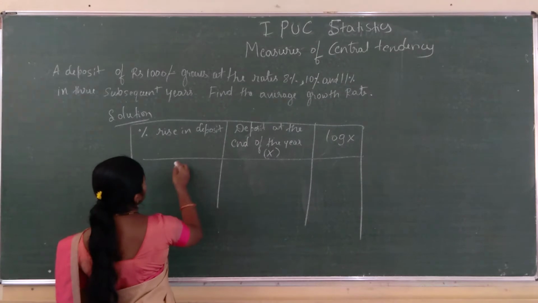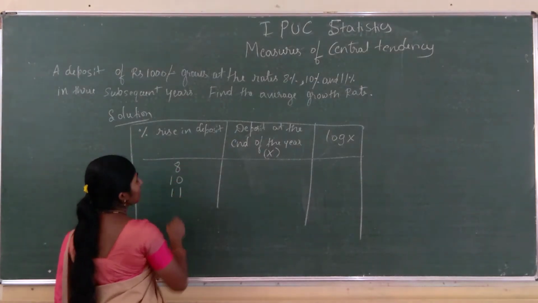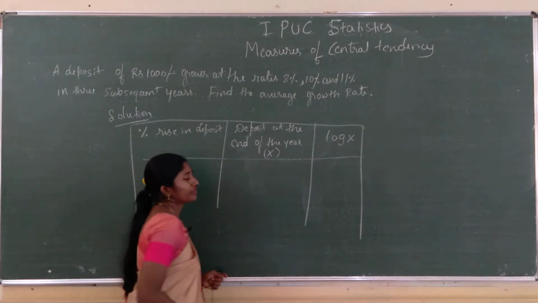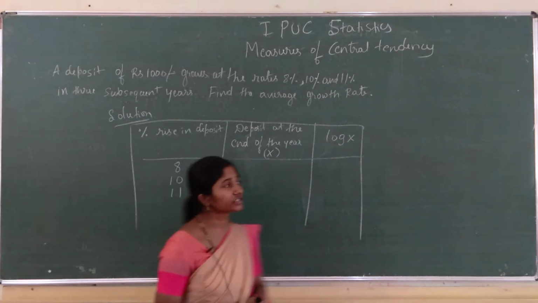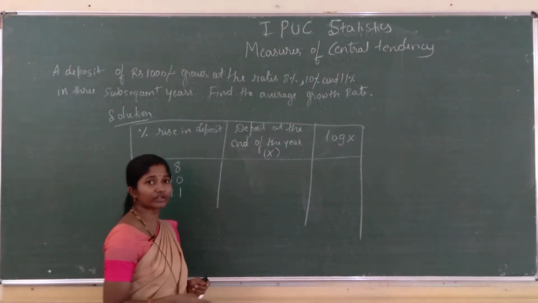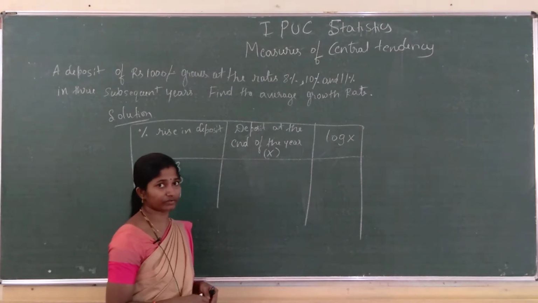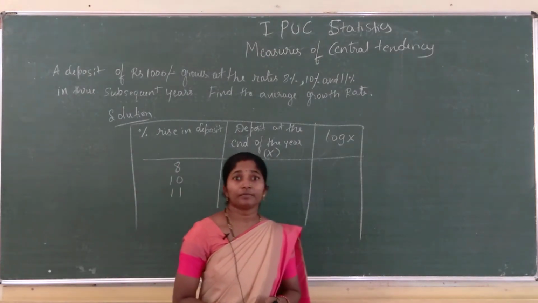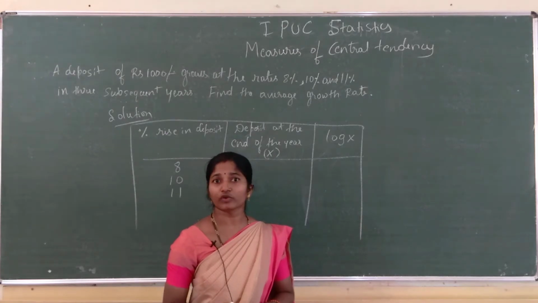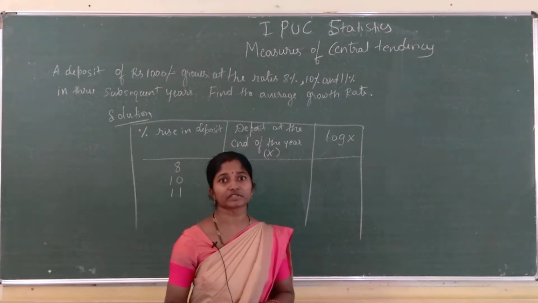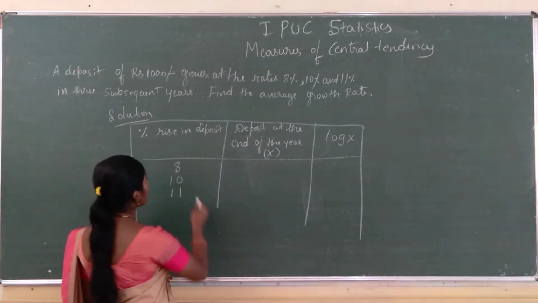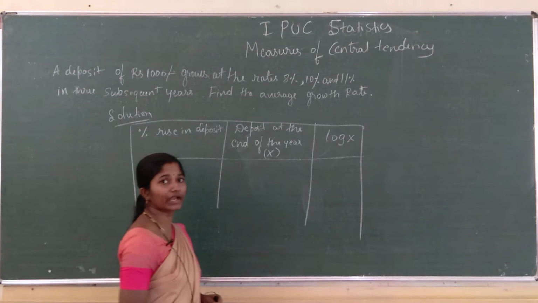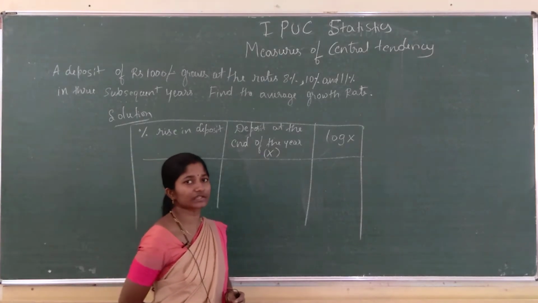Now percentage rise in deposit is 8%, 10% and 11%. Here see, we should add 100 to each. That is the procedure of this table. That means at the end of the year we should add 100. So actually, the base year we always take as 100. When we are calculating the previous year's values, at that time we have to add plus 100. That is always plus 100. Here at the end of the year also we should add plus 100.